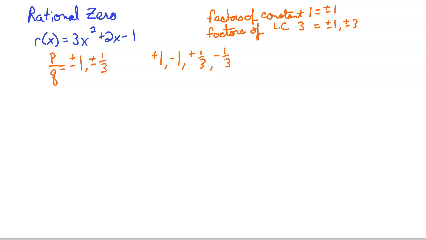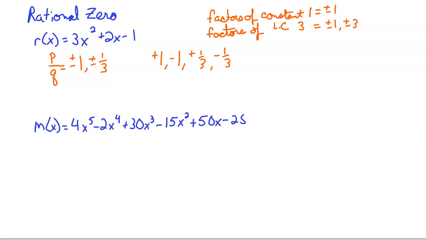Let's look at another one where we have a few more. Let's look at m of x is equal to 4x to the 5th minus 2x to the 4th plus 30x to the 3rd minus 15x squared plus 50x minus 25. The nice thing about finding all the possible zeros is I literally just look at the leading term and the constant.